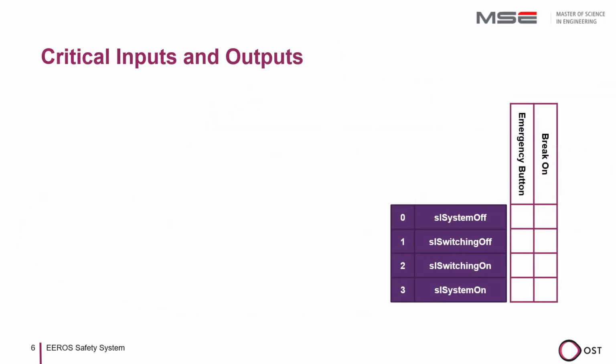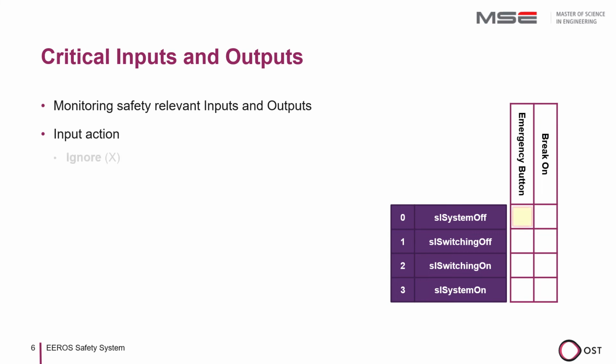Safety relevant inputs and outputs should be monitored directly by the safety system. The following actions could be performed on an input. We could ignore the input, which is marked by X. We can check if an input matches a given value, or we can check if an input is in a given range between a minimum and a maximum.